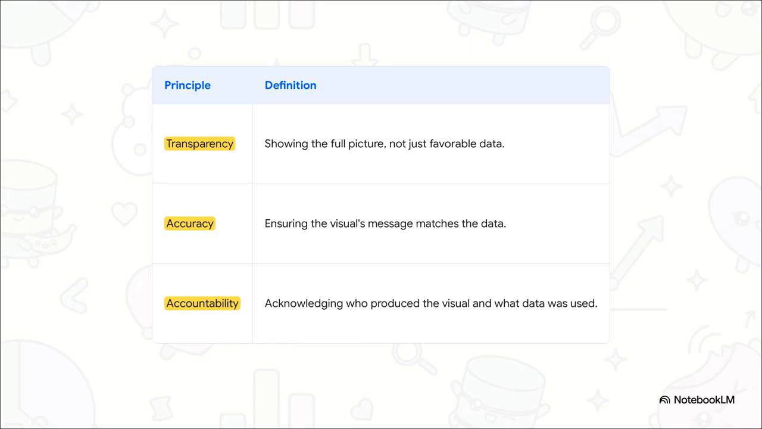So let's break that down. Transparency, that's about showing the whole picture, not just the convenient parts. Accuracy just means making sure the story the visual tells is the same story the data tells. And accountability, that's all about owning your work, saying who made it and what data they used. If you violate any one of these, you're pretty much crossing an ethical line.